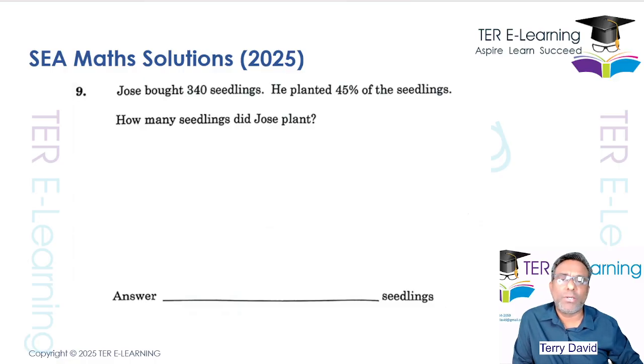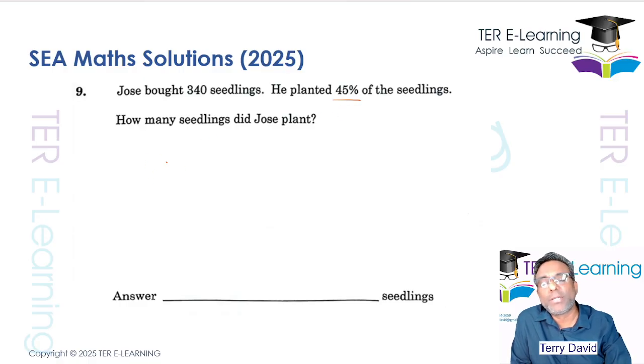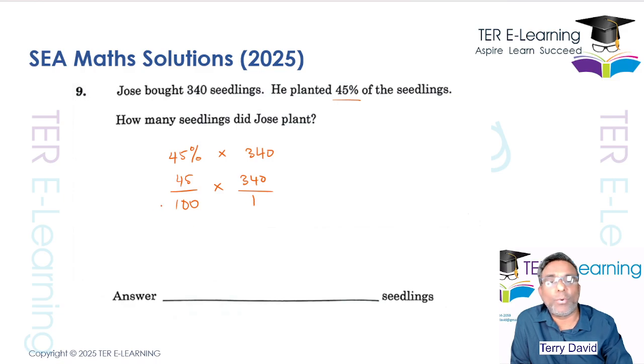Number 9, Jose bought 340 seedlings and he planted 45% of the seedlings. How many seedlings did he plant? So all we need to do, you need to take 45% and you're going to multiply that by 340. 45% is actually 45 over 100 multiplied by 340, right? Let's put that as 340 over 1. So let's reduce this first, right? If 5 can go into 45 9 times, 5 can go into this 20 times, right?